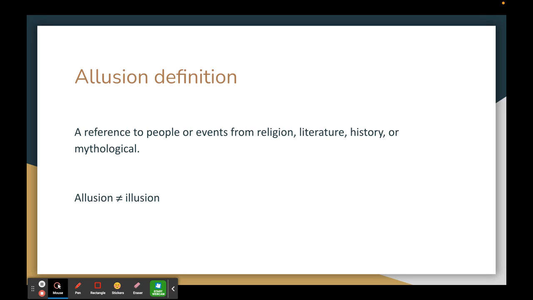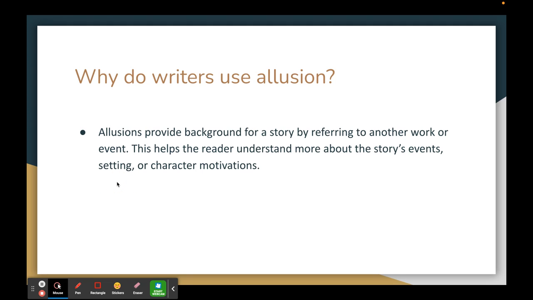Illusion with an I is a word that we'll use for any kind of deceptive appearance or idea, like a magical illusion. Not the same thing. So, writers use illusion with an A to provide context and more in depth meaning to their work. And as a reader, illusions help us better understand the plot, setting, or even the character motivations in a story.